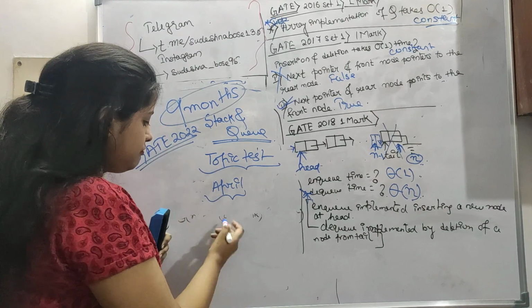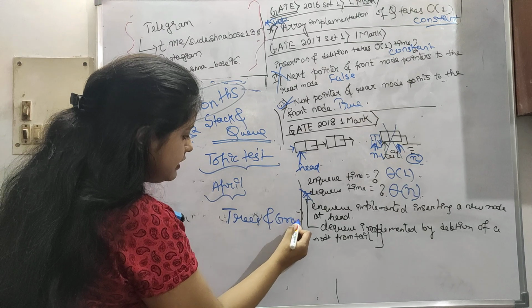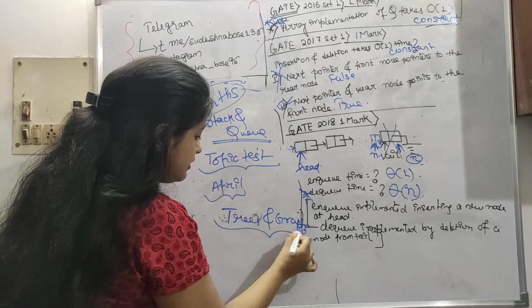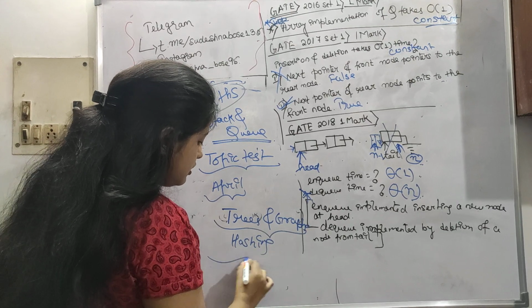So now we are left with trees and graphs. In data structures we are left with this and hashing. So we will continue with this.